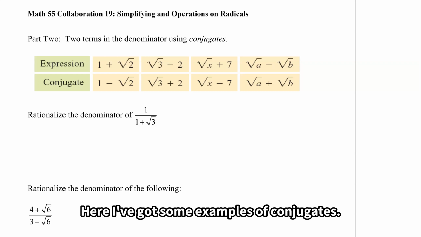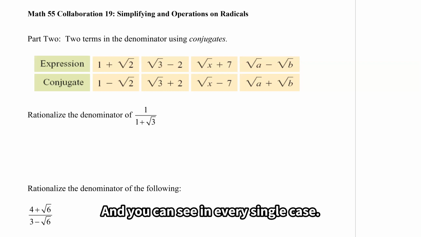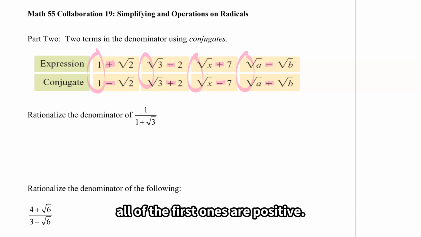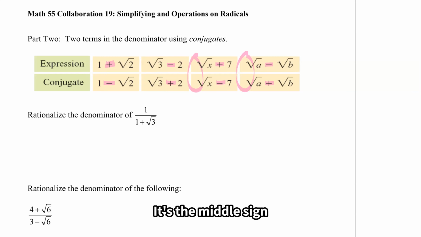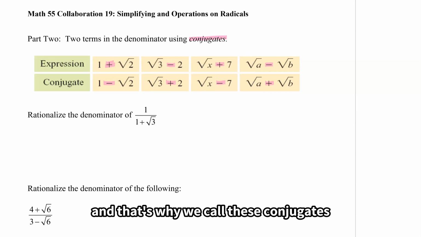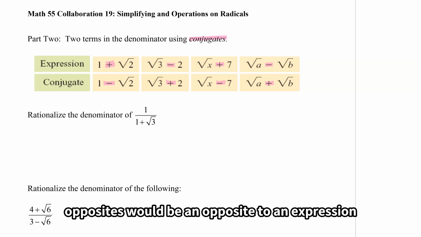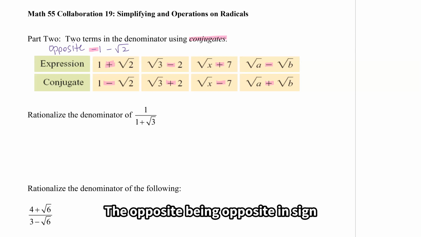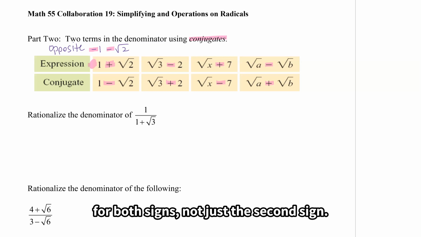Here I've got some examples of conjugates, and you can see in every single case how they differ is only by the middle sign, not the first sign. All of the first ones are positive. It's the middle sign. And that's why we call these conjugates and not opposites. Opposites would be, for an example up top, -1 minus square root 2, the opposite being opposite in sign for both signs, not just the second sign.